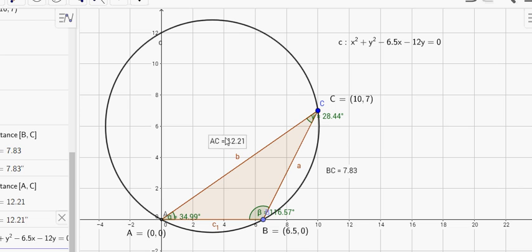Now GeoGebra again has calculated these distances for me, and I'm just going to do it manually just to confirm, just to work out these distances, because as I say, you're not going to have this in an exam. So let's start then. So we're going to work out first of all the distance between B and C.